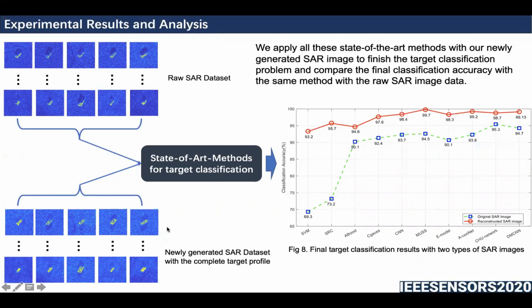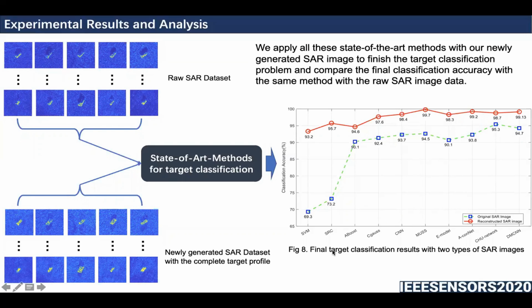To validate that our proposed method really works and has good performance, we put the raw SAR dataset and the newly generated SAR dataset on the state-of-the-art methods for target classification separately, to find out which one is better. We apply all these state-of-the-art methods with our newly generated SAR images to finish the target classification problem, and then compare the final classification accuracy with the same method on the raw SAR image data.